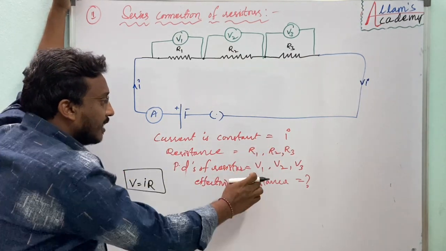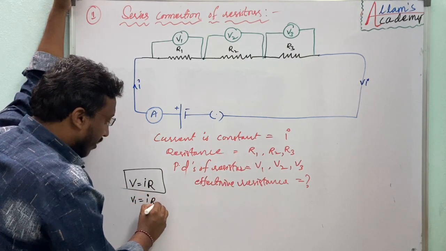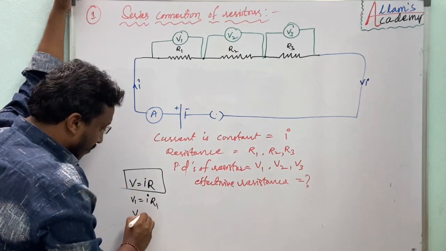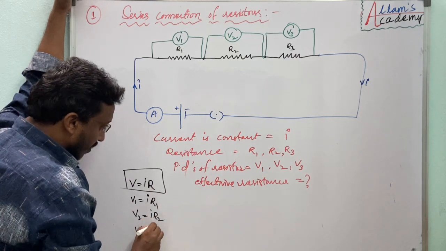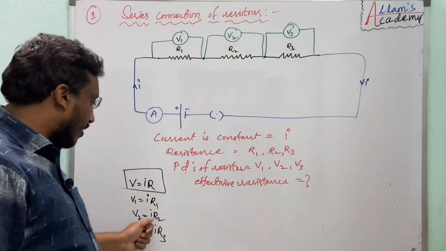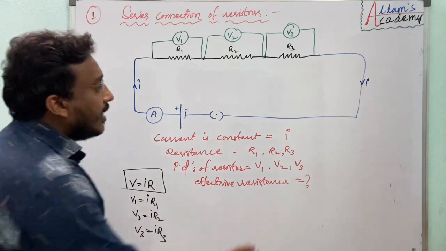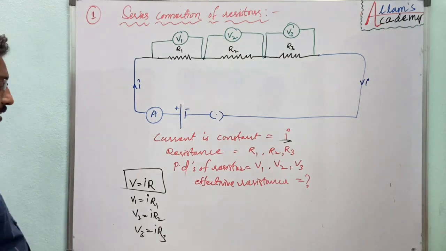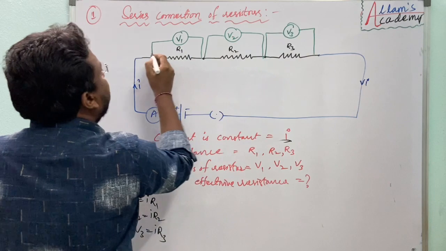Here what is the potential difference? V1 equal to IR1, and V2 equal to IR2, V3 equal to IR3. Here I is constant, isn't it? Potential differences are different. So what is the total potential difference?